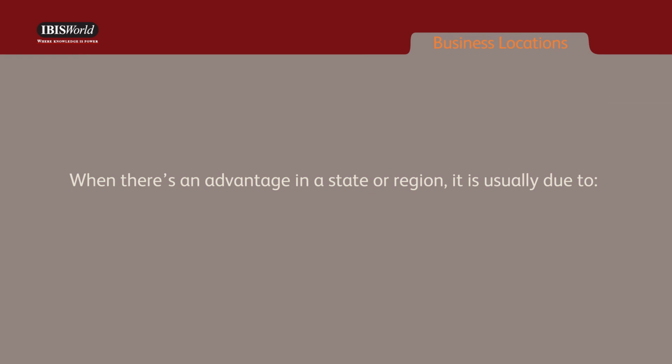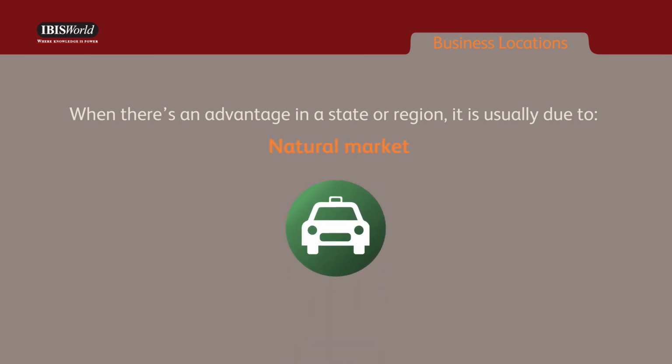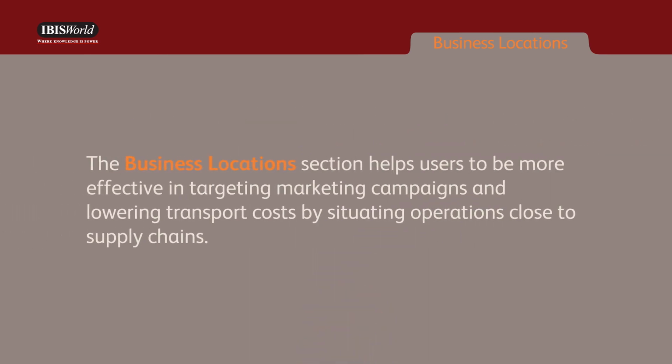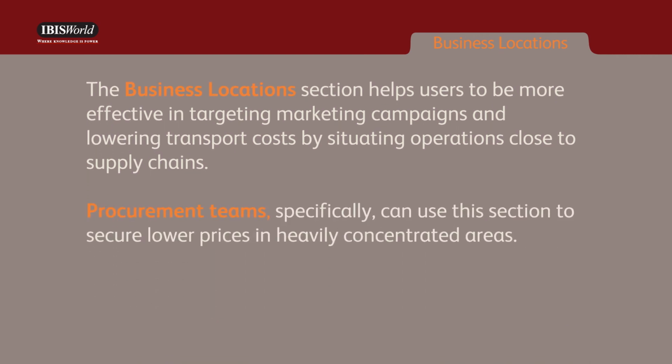When there's an advantage in a state or region, it is usually due to the state's natural inputs, for example, mining, natural markets, for example, taxis in New York, or skilled labor, for example, biotech near universities. The business location section helps users to be more effective in targeting marketing campaigns and lowering transport costs by situating operations close to supply chains. Procurement teams, specifically, can use this section to secure lower prices in heavily concentrated areas.